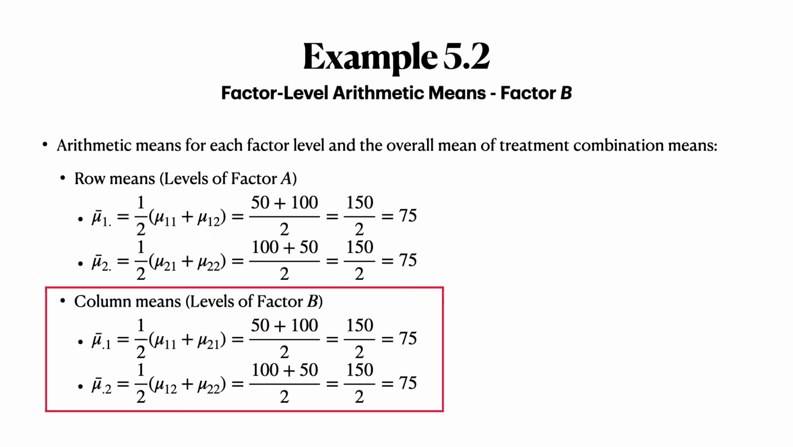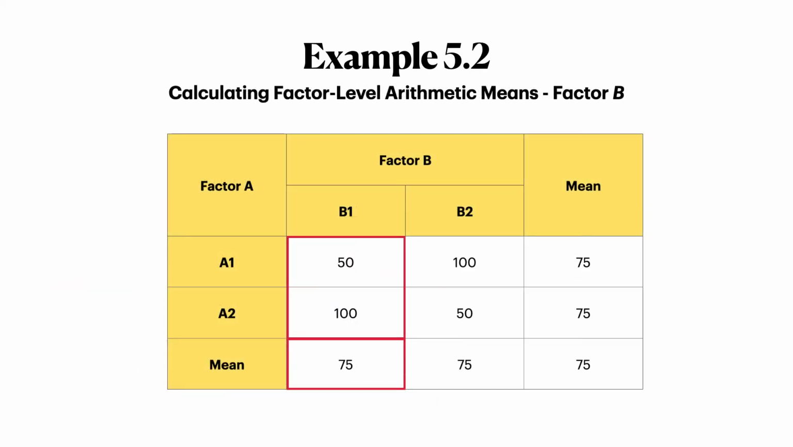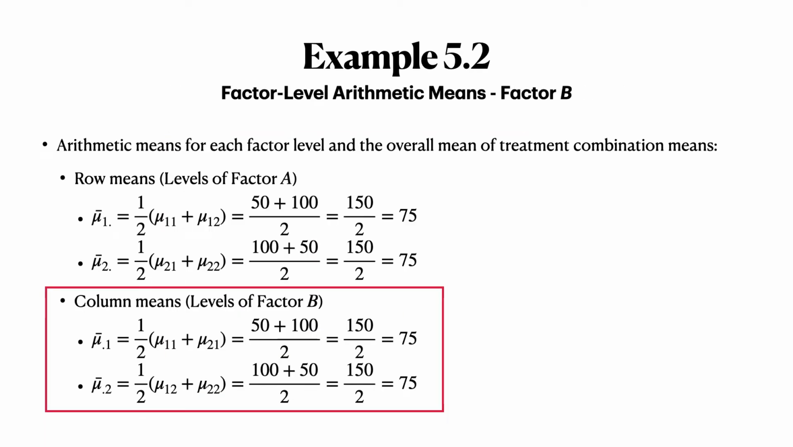Next, we're going to calculate the column means, the means of the levels of factor B. The mean of the first level of factor B, mu bar dot 1, is the mean of 50 and 100, so 75. The mean of the second level of factor B, mu bar dot 2, is the mean of the values 150, and so that again is 75.